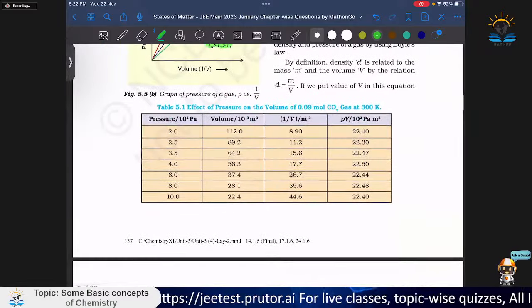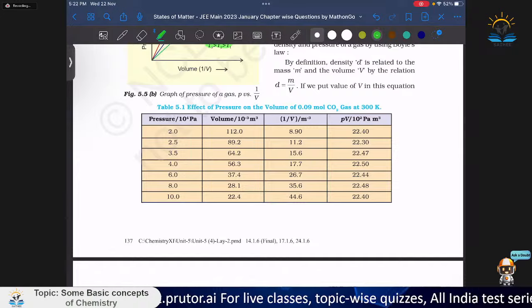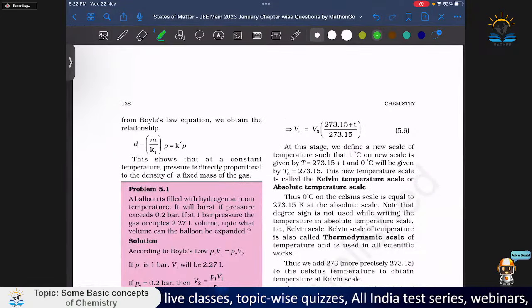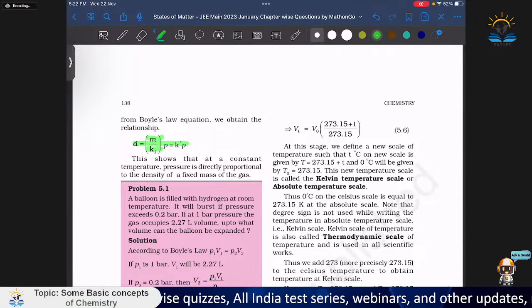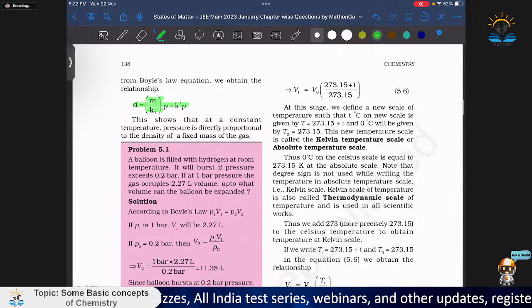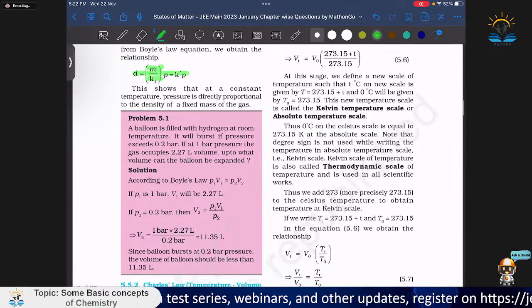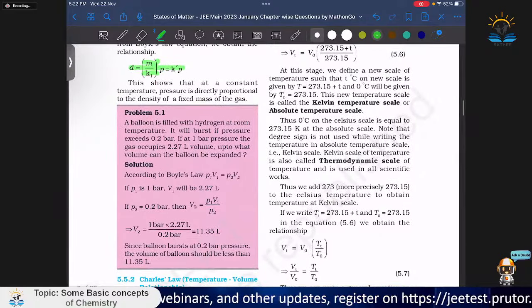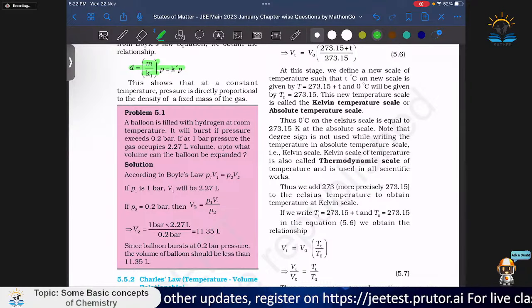Here we also learn about the definition of density. Density is mass by volume, and if we put it in the equation, we obtain density is equal to mass by K1, so d = m/K1 × P. This shows that at constant temperature, pressure is directly proportional to the density of a fixed mass of a gas, right? So what does this mean? That at fixed temperature, density is proportional to pressure.